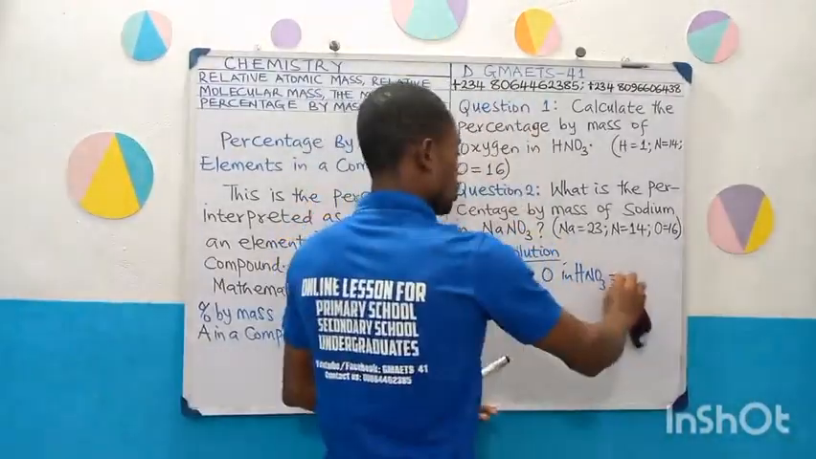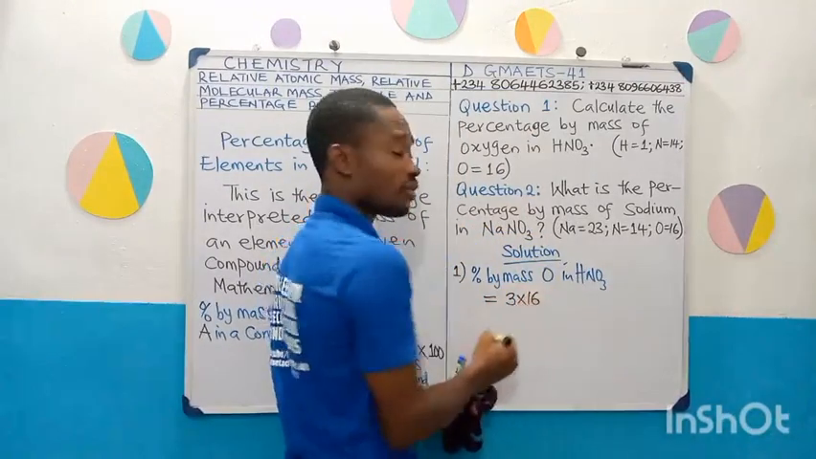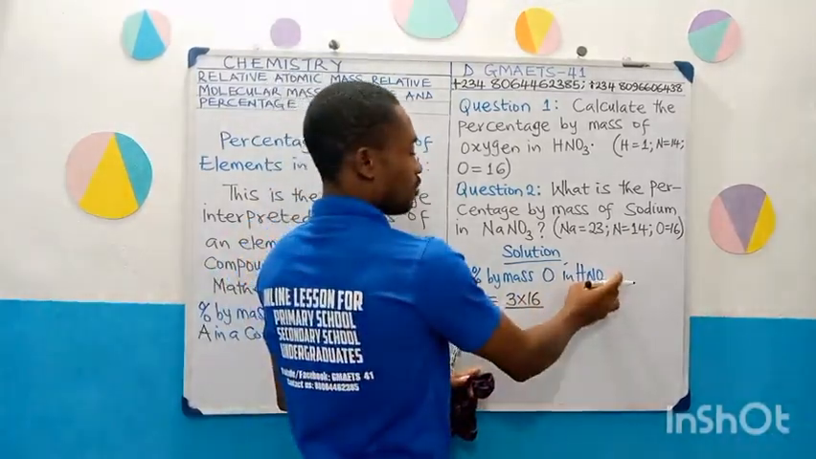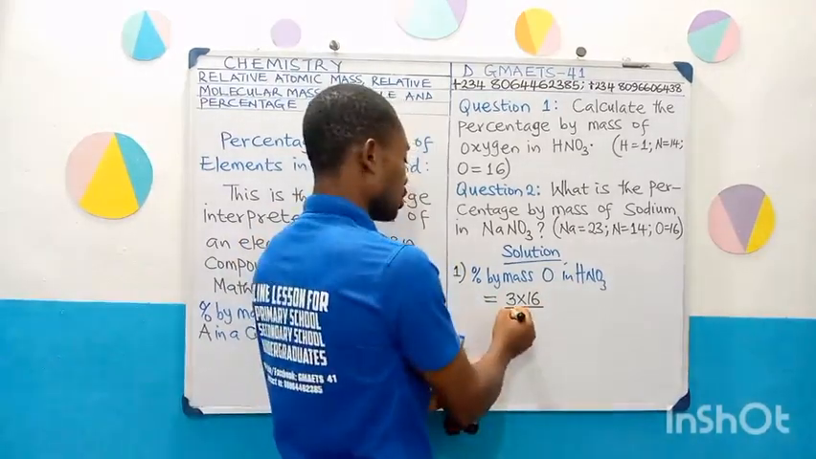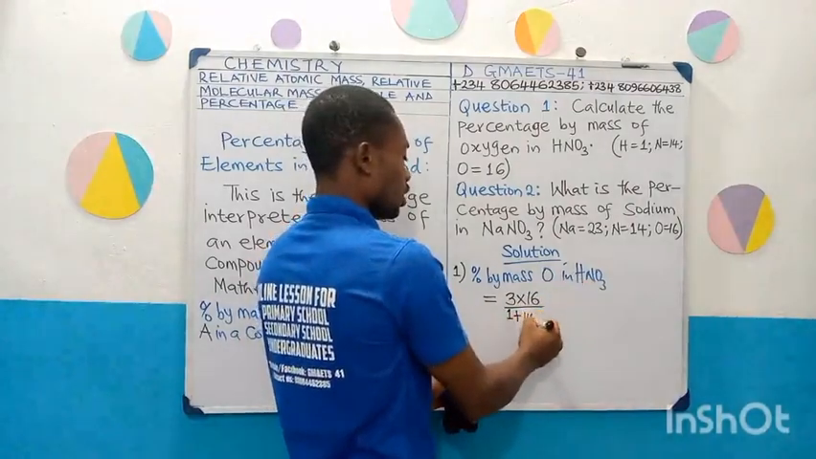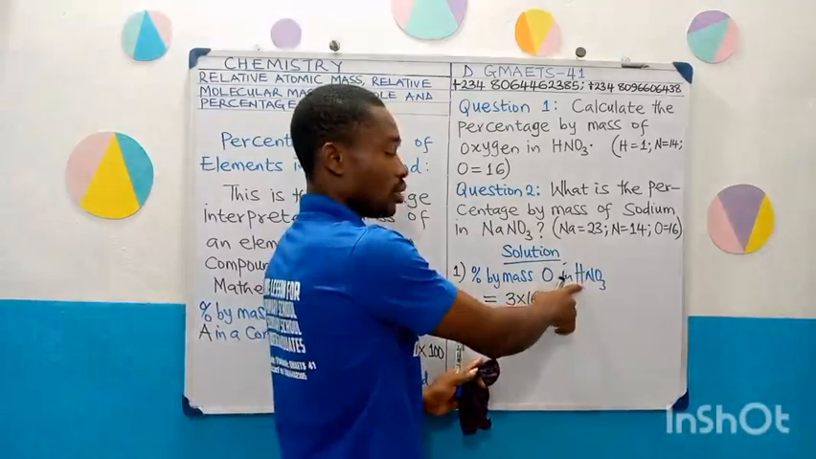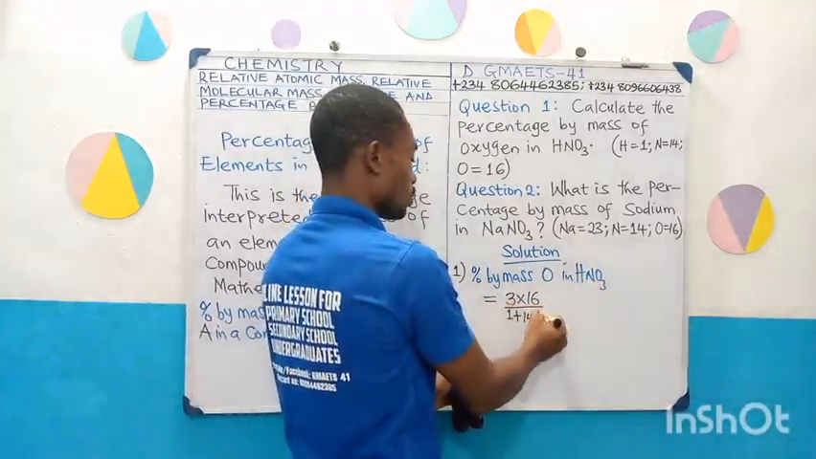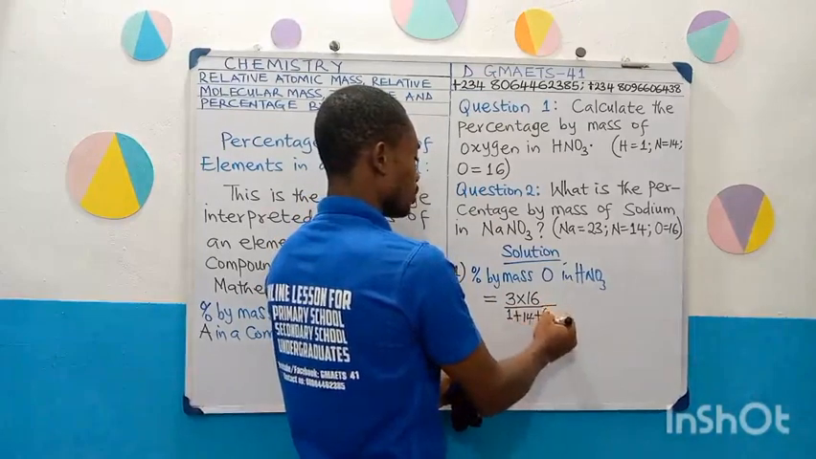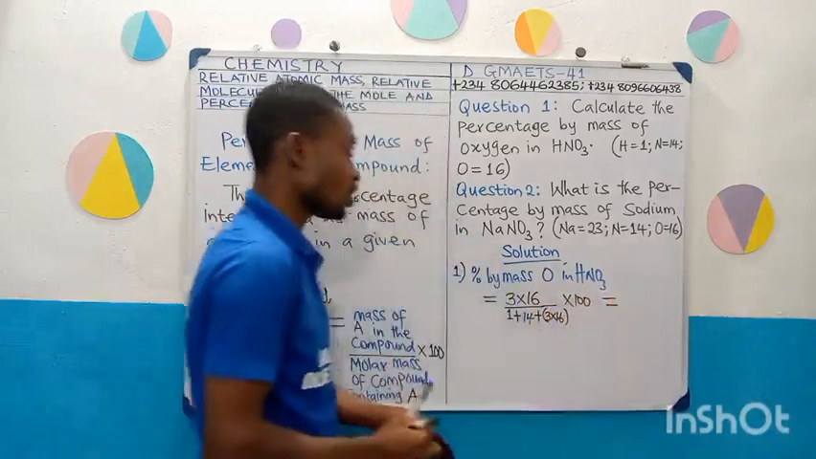So that is going to be equal to 3 times relative atomic mass of oxygen. Then we divide it by the molar mass of this compound. And what's the molar mass of HNO3? You can do that. Hydrogen is 1, plus nitrogen is 14, and you know it's 1 atom, so 14 times 1. Hydrogen is 1 atom. It's going to be 1 times 1. Then oxygen is 3 atoms. That 3 atoms will give us 3 times 16, or 16 times 3. Then you multiply this by 100. Alright, so let us see what this gives to us.